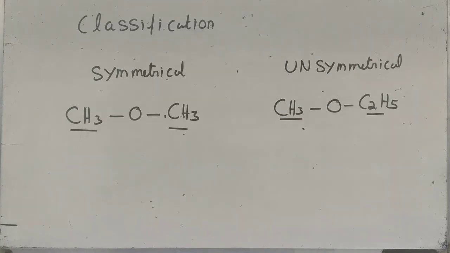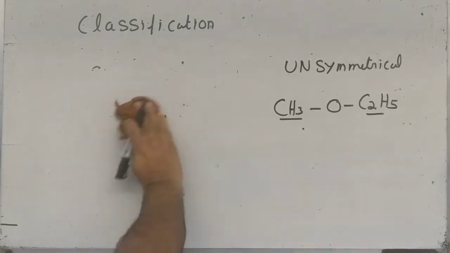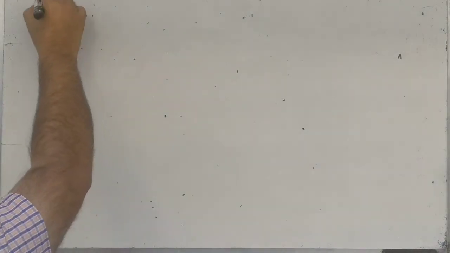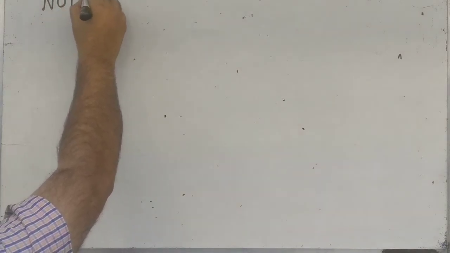So we have got two types of ether, symmetrical and unsymmetrical. Both of them are polar due to their angular shape. And due to the polarity, their water solubility is similar as compared to the isomeric alcohols. Alcohols and ether, they are functional isomers. Now let's discuss the nomenclature of ether.